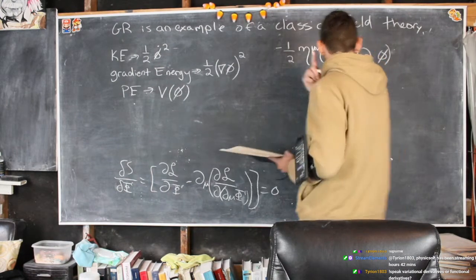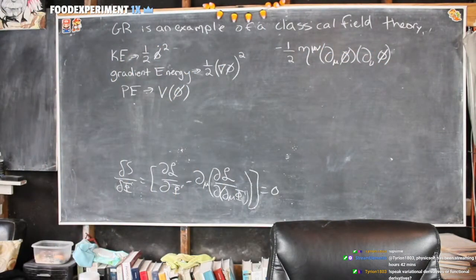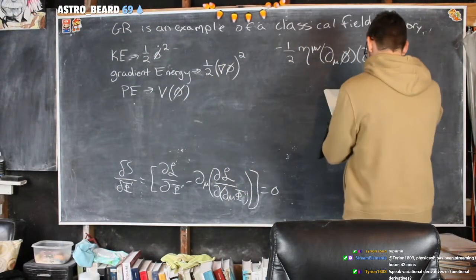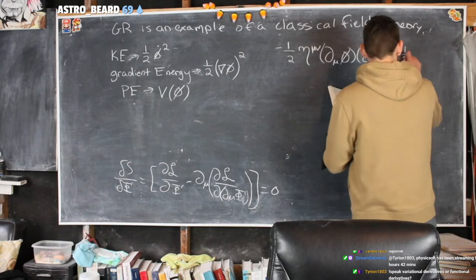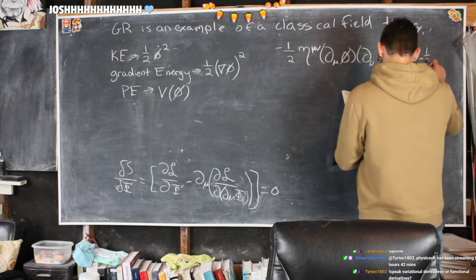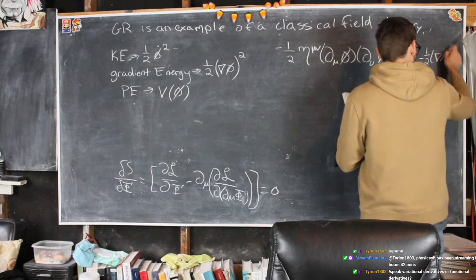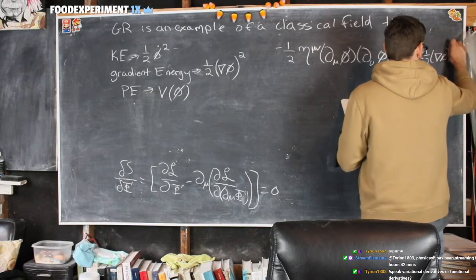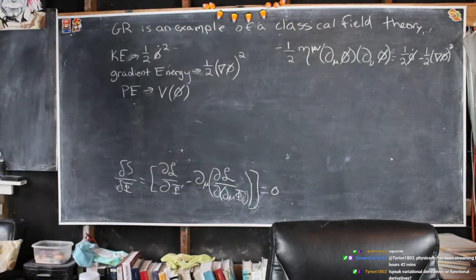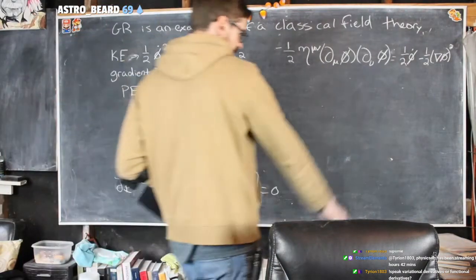Using the metric, which has the signature negative, plus, plus, plus, and applied to this, this is equal to our kinetic energy minus our gradient energy, which makes sense, right? The gradient is basically the derivative with respect to the different directions, x, y, and z. And then this one is with respect to time.